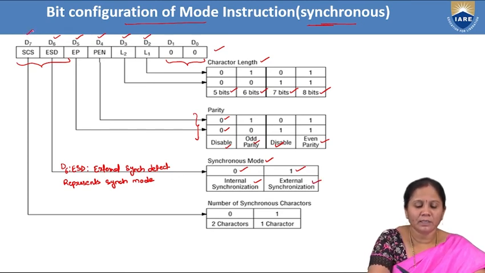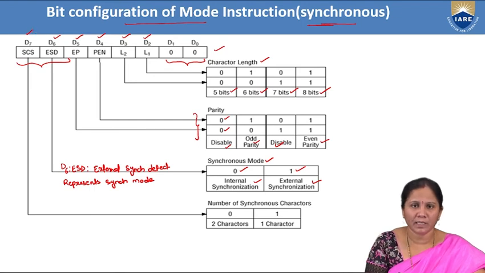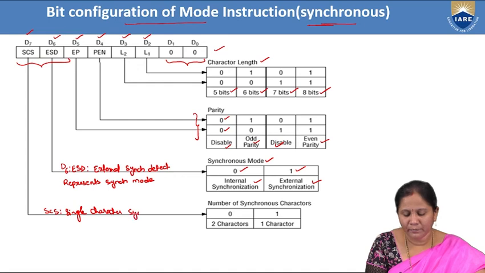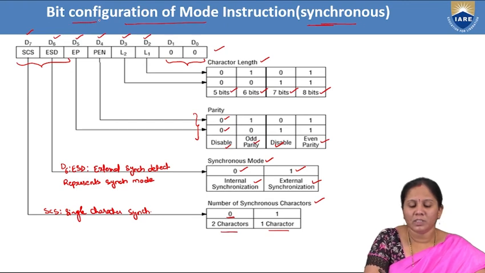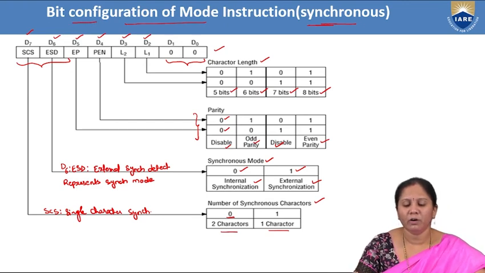And the next bit is D7. So D7 is SCS, which represents single character sync. Okay. So this bit represents the number of synchronous characters. If it is 0, 2 characters will be included. If it is 1, only 1 character will be there. So this is the register format of bit configuration of mode instruction in the synchronous mode.